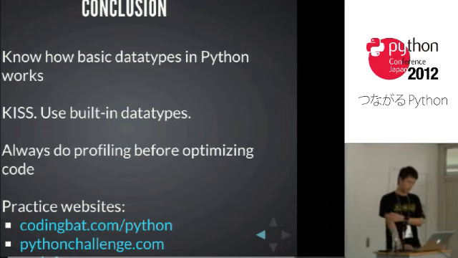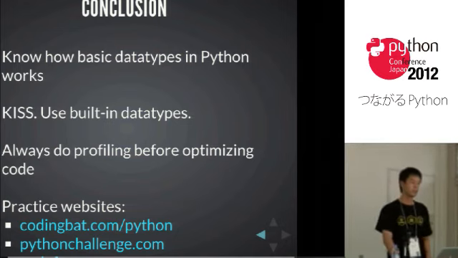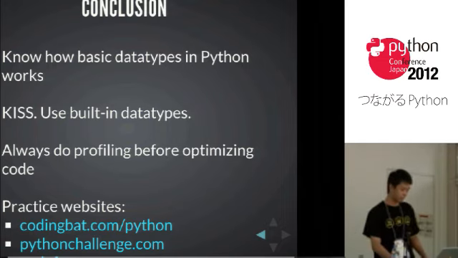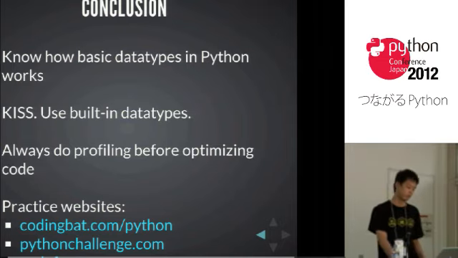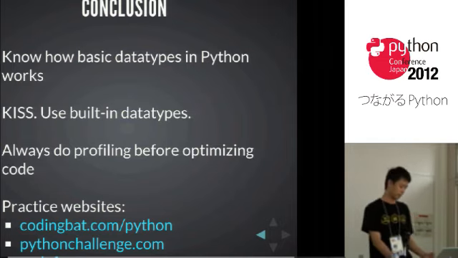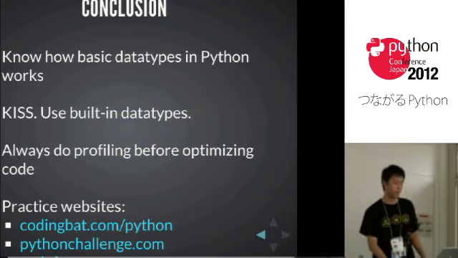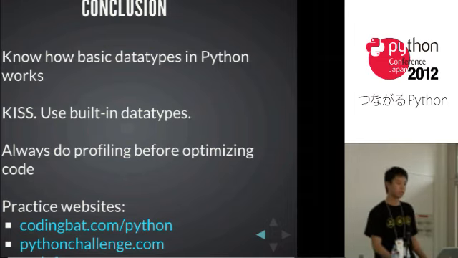So the conclusion is you should always know how basic data types in Python work so that you can do optimization. And you have to keep it simple and short. And built-in data types are your friend, so use them instead of reinventing the wheel. And one more thing is you should do profiling before optimizing code so that you know which part of the code is slow and where you should put more effort in optimizing it. There are a lot of tools for that.